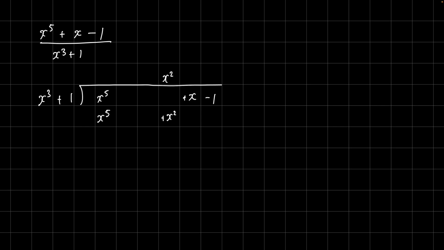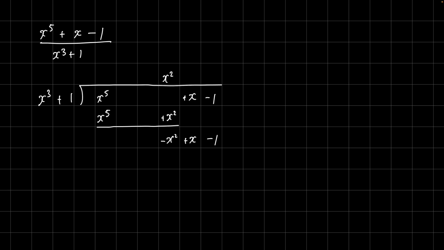Okay, next step of long division is to subtract off. So the x to the 5's cancel off, and what I get here is negative x squared plus x minus 1. Now, I can't multiply x cubed plus 1 by anything to get the highest power equal to that expression, so that is going to be my remainder.